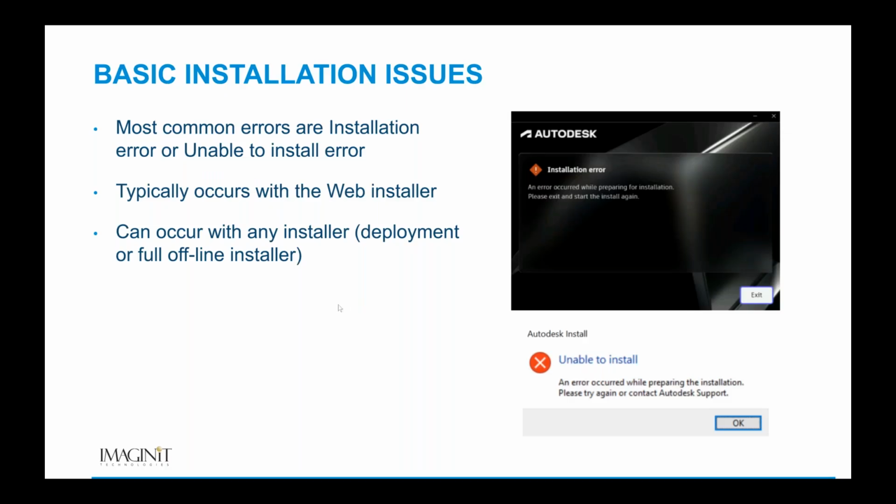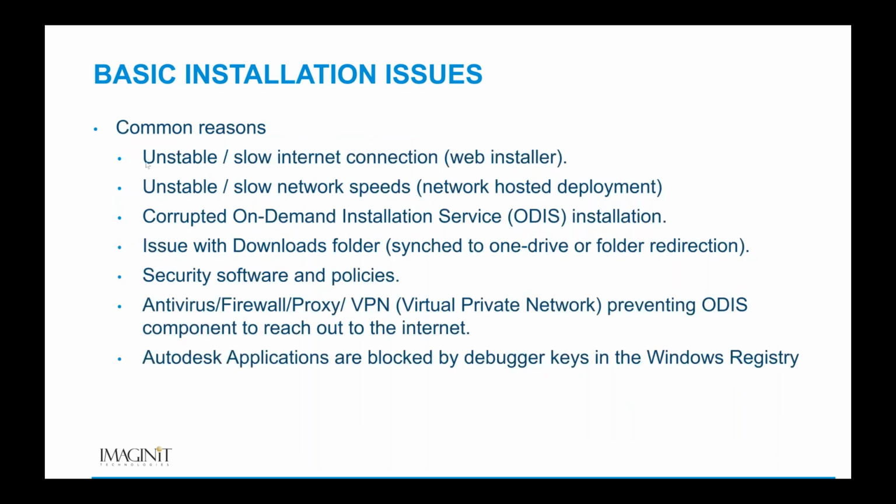So basic installation issues. The most common errors are an installation error or an unable to install. Typically, or most often, this occurs with the web installer. This can occur with any installer deployment or a full offline installer. So some of the common reasons, we either have an unstable or slow internet connection if it's web installer. You have unstable or slow network speeds, i.e. if you're using a network hosted deployment.